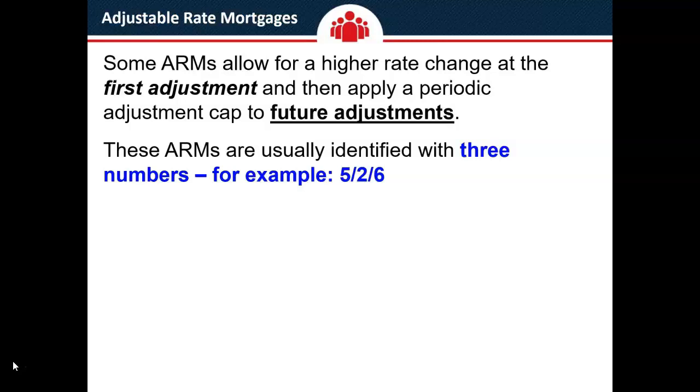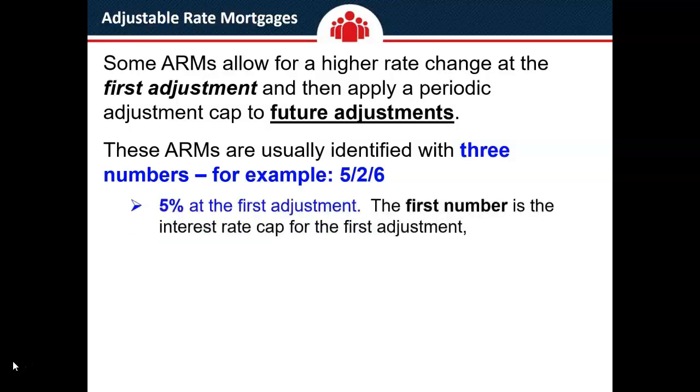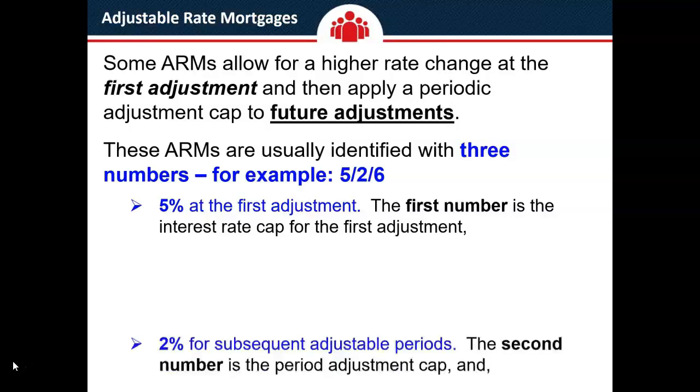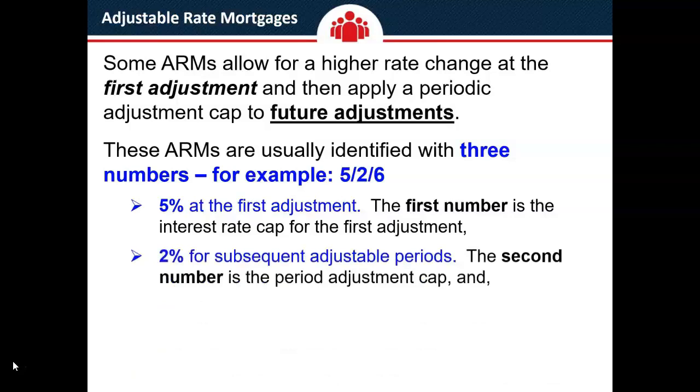The biggest thing I need you to remember is all of these numbers are from where it started, from the start rate, from the introductory rate. So 5% is the first adjustment. That's where it would adjust the very first time. The first number is the interest rate cap, the most it can go up the very first time it adjusts. The second number is the most it can go up at each scheduled adjustment.